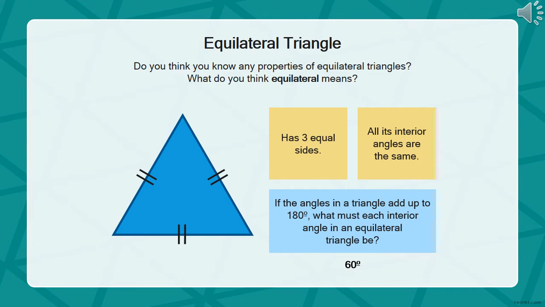If the angles in a triangle must add up to 180 degrees, what must the interior angles of an equilateral triangle be? That's right, it's 60, because 180 divided into three equal pieces is 60.